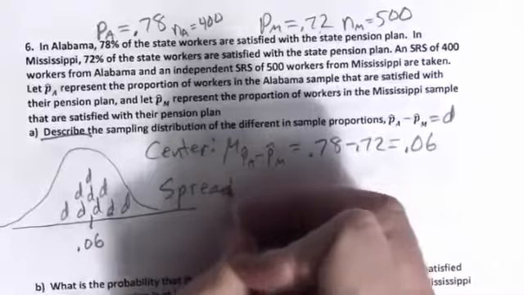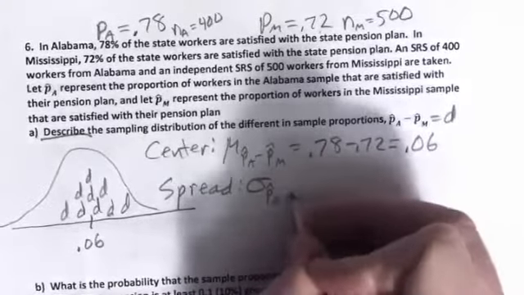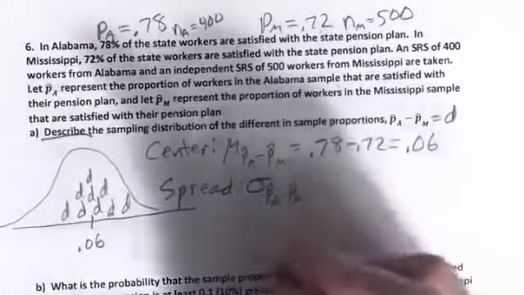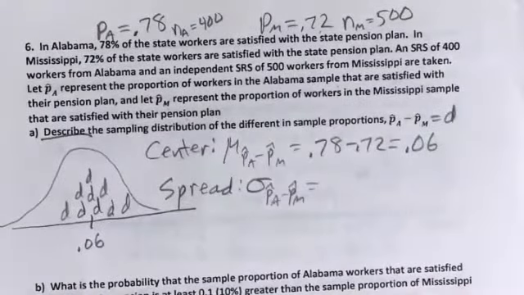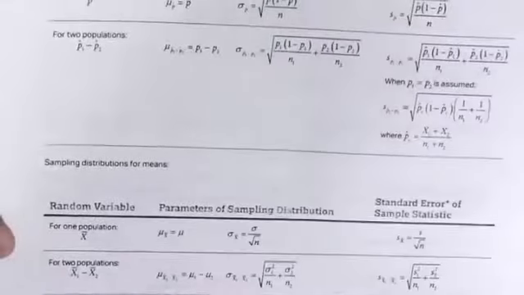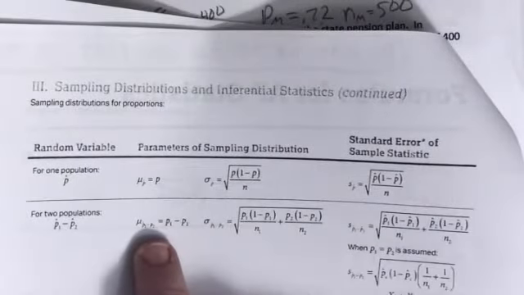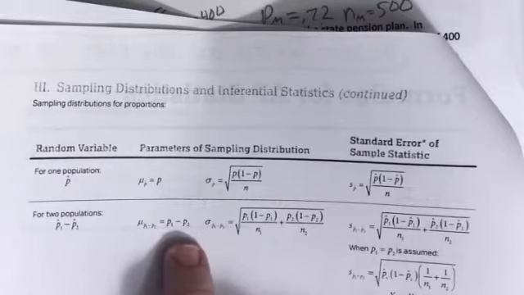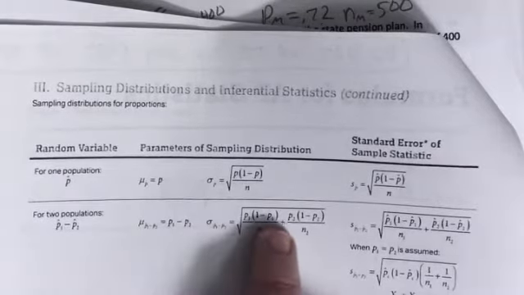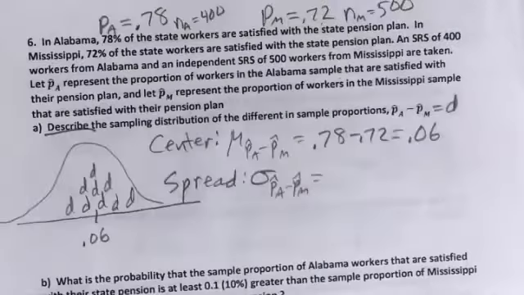Okay. Now let's talk about the spread. So what is described by the spread? That is going to be the standard deviation of p-hat sub A minus p-hat sub M. And the formula for that is on your formula sheet, so let me show you that. On page 2 of your formula sheet, when you're dealing with proportions, there it is. To get the mean, you subtract the two population values, and then there's the formula for the standard deviation right there. And you can just plug it right in.